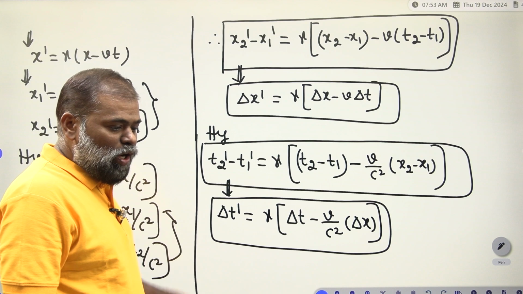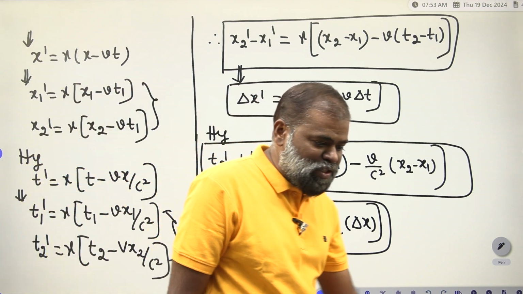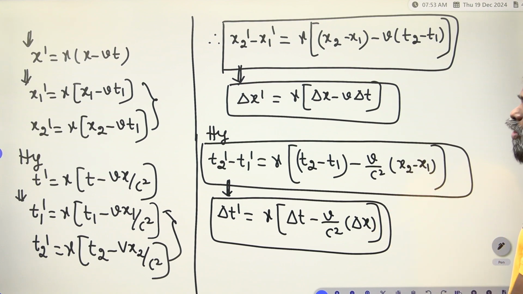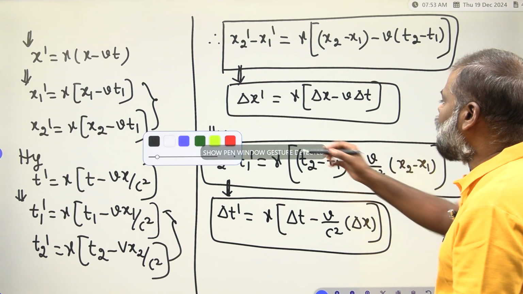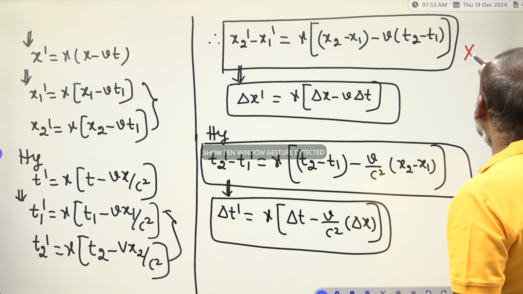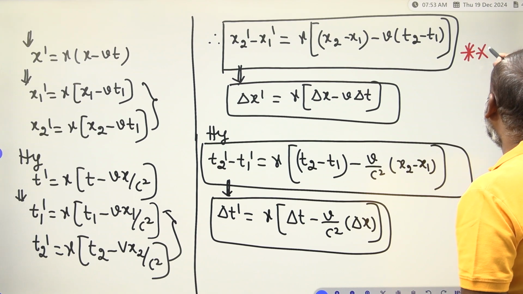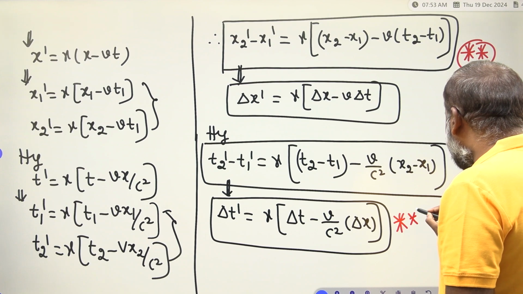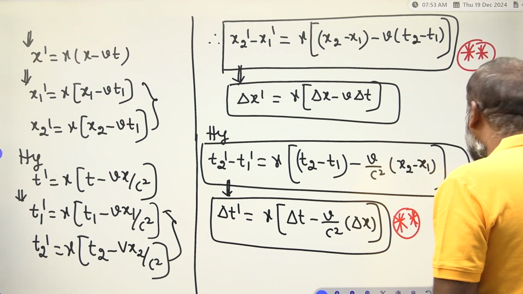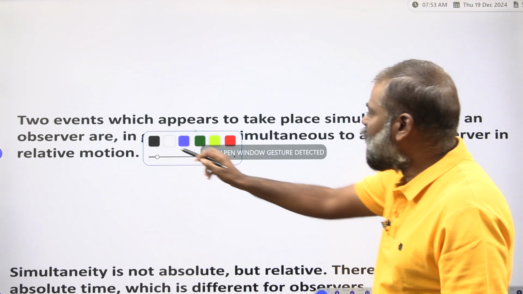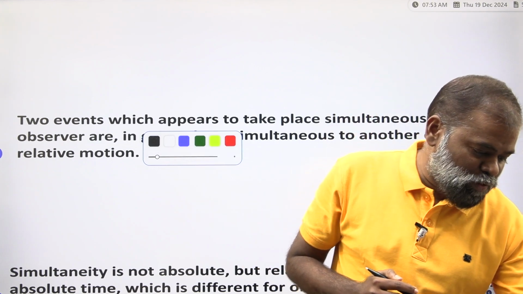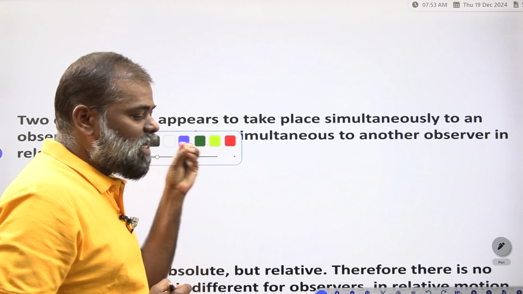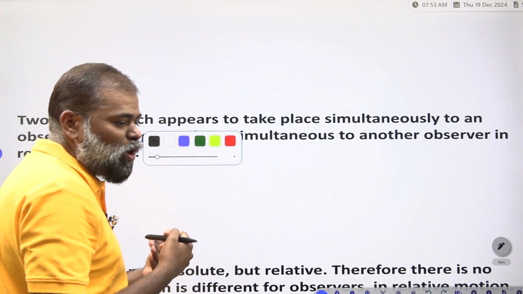Now, from these two equations we have to draw conclusions. These two equations are very, very important, you have to keep them. Based on these two equations, I am getting the conclusions. So what are the conclusions? First, let us consider two events that are simultaneous in the S frame.